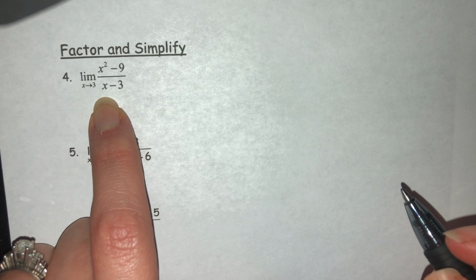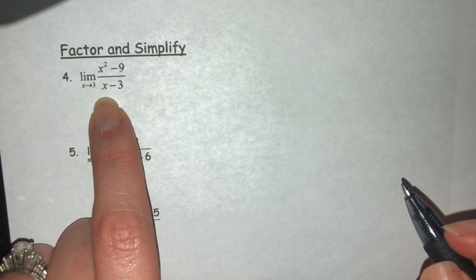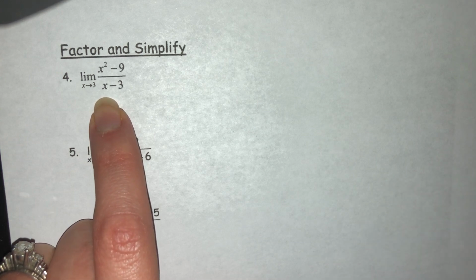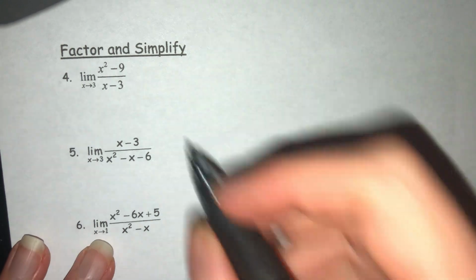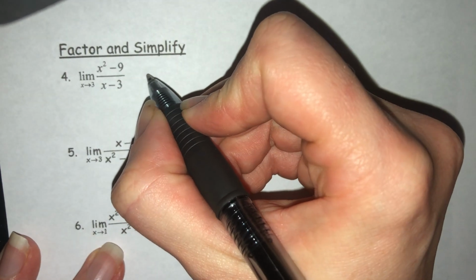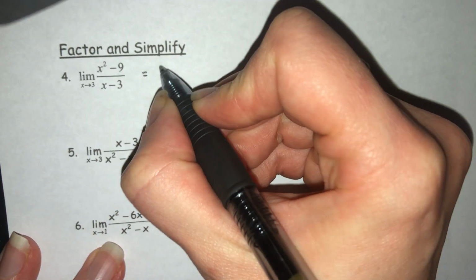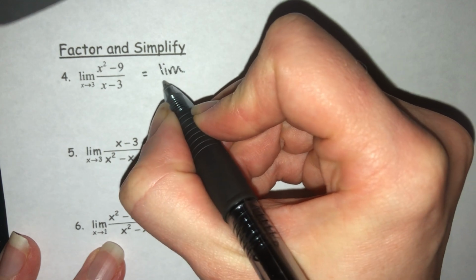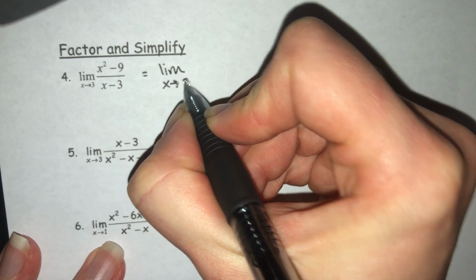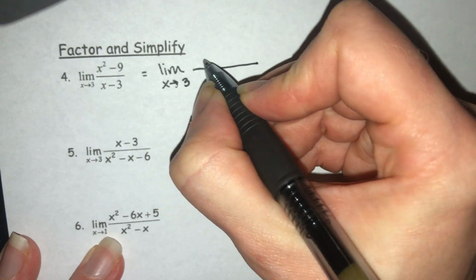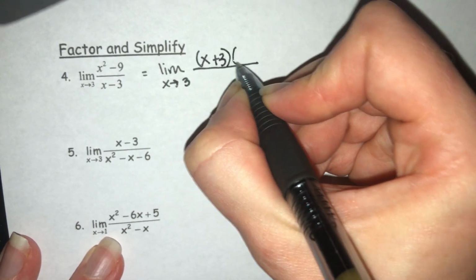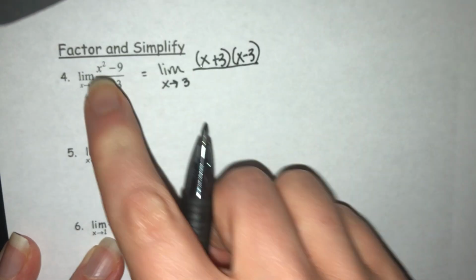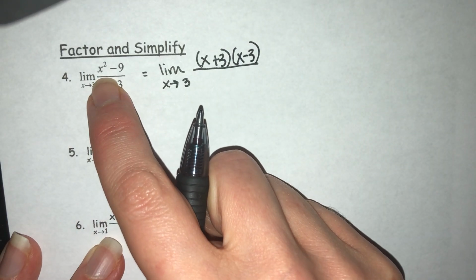So our next easiest and best method of choice would be the factor and simplify method. The denominator of this fraction is already simplified, but the numerator is not. So I'm going to say, well, this is equivalent to the limit as x approaches 3 of the quantity x plus 3 times x minus 3. This numerator is a difference of squares.